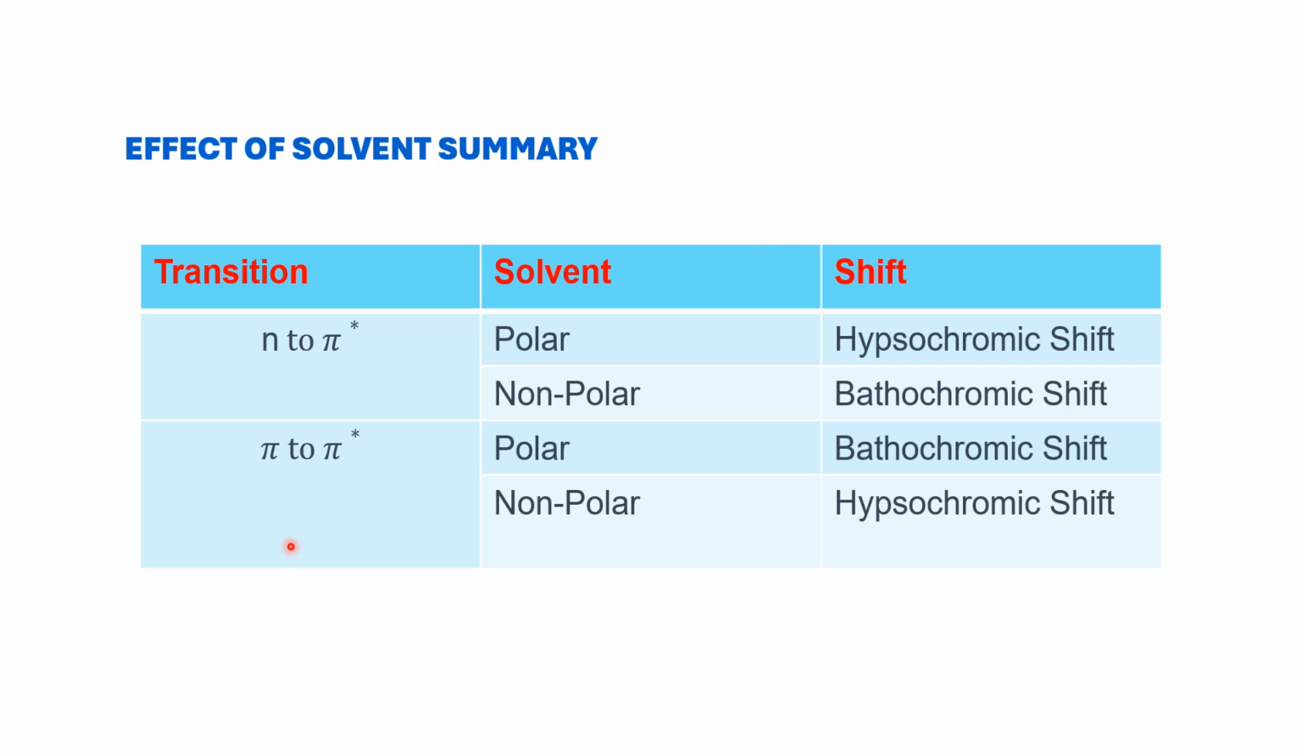Now we'll summarize this. For the n to pi star transition, in polar solvent a hypsochromic shift happens, and in non-polar solvent a bathochromic shift happens. For the pi to pi star transition, in polar solvent a bathochromic shift happens, and in non-polar solvent a hypsochromic shift happens.